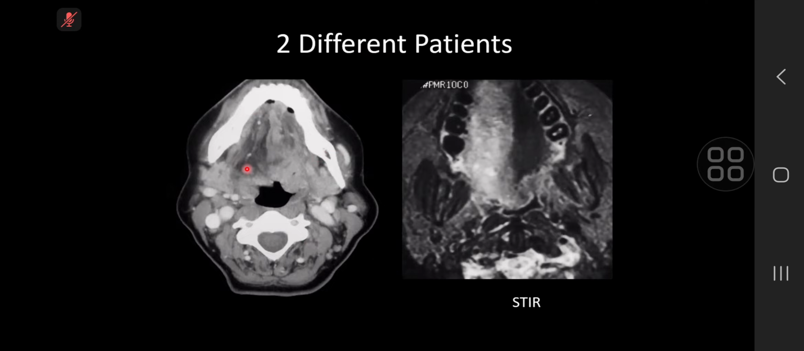This is, of course, a different patient. This is just like our case, fatty atrophy. This one has got STIR. So this is a good case where we can learn many things. Okay, now we go to the next candidate.